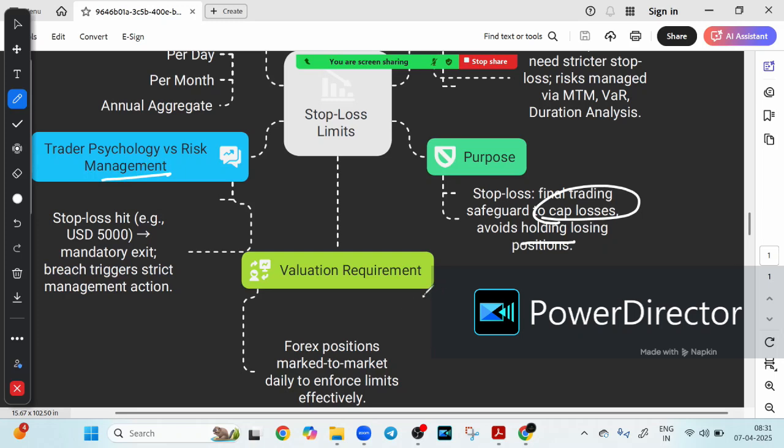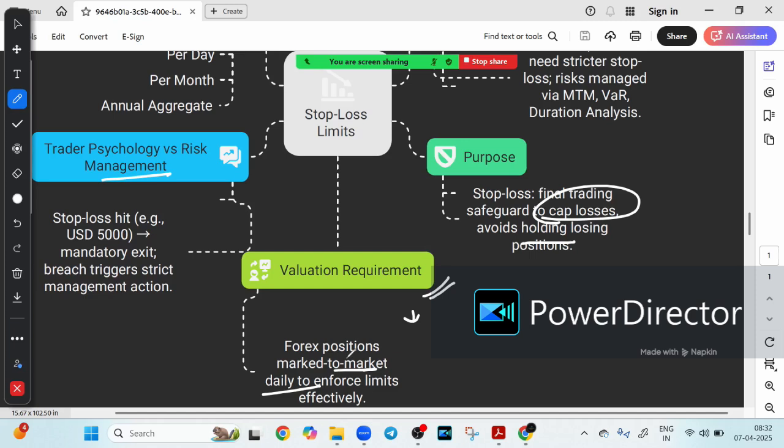And if you look at the valuation requirement, lastly, for a stop loss to work, positions must be marked to market daily. This is very, very important. Only then can the limit be accurately enforced in real time.